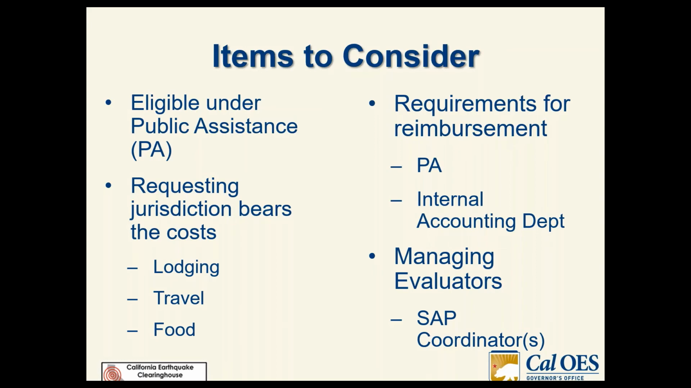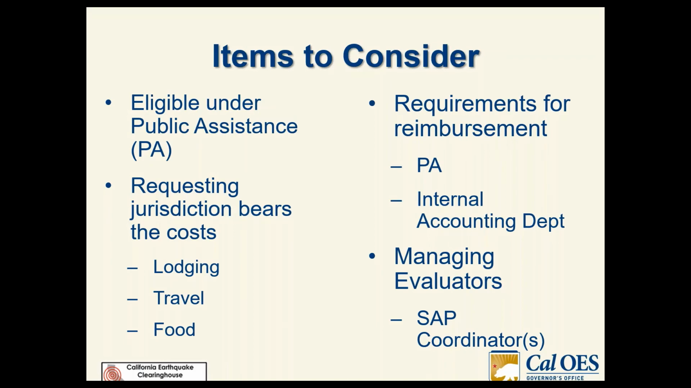Next to consider is that the requesting jurisdiction will bear all the costs. That's part of the Memorandum of Understanding. So they need to identify lodging, travel, and food. We can help try to coordinate some of that with other entities if need be, but the requesting jurisdiction will be the entity bearing the costs for this.